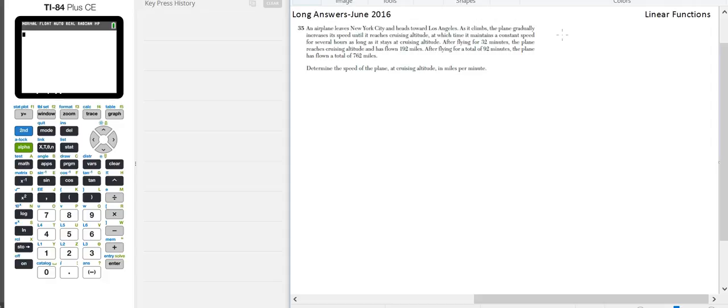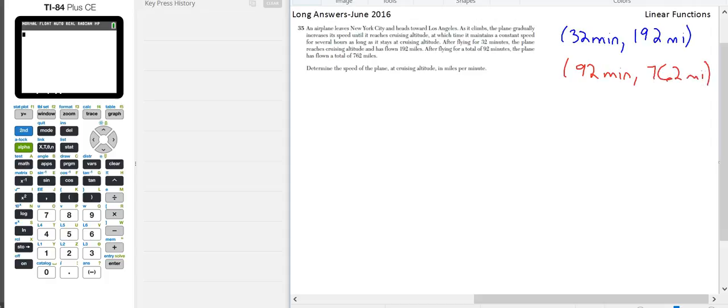So what we have here are really x coordinates and y coordinates. Our first set of coordinates is 32 minutes, comma 192 miles. And our second one is 92 minutes, comma 762 miles. And why is that?